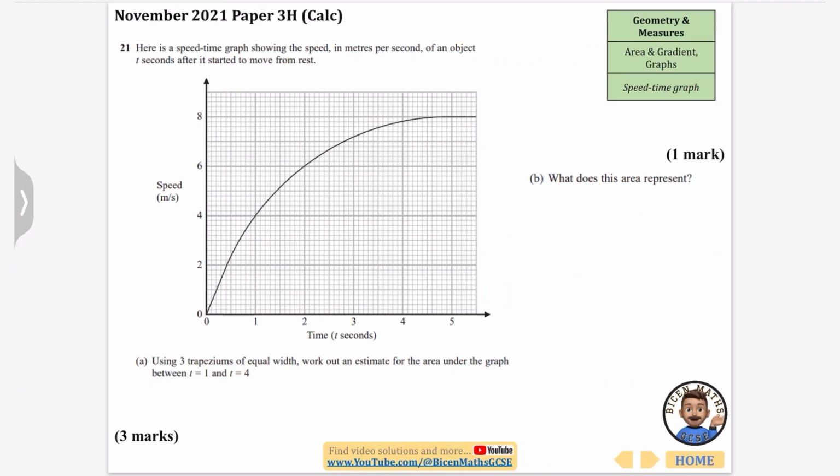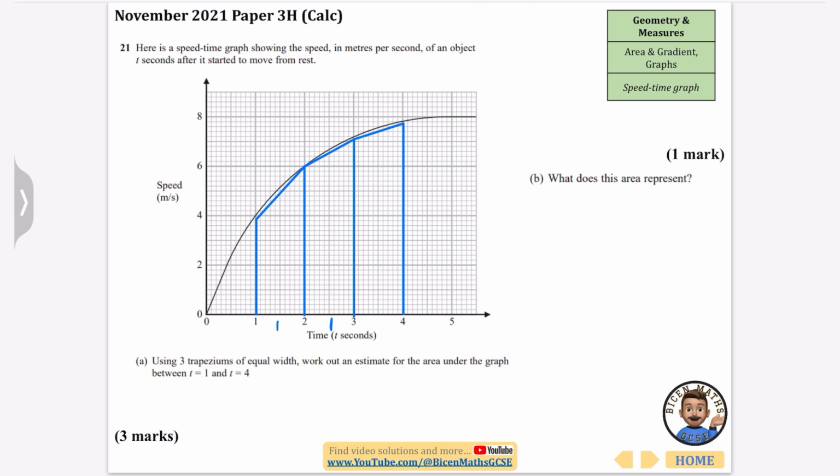Here is a speed time graph showing the speed in meters per second of an object t seconds after it first started to move. Using 3 trapeziums of equal width, work out the estimate of the area under the graph between t equals 1 and t equals 4. So there is t equals 1, there is t equals 4. 3 trapeziums are just going to look like this, and the same old stuff with the areas being underestimates or overestimates. Oh no, they don't even ask that. It says what does it represent.